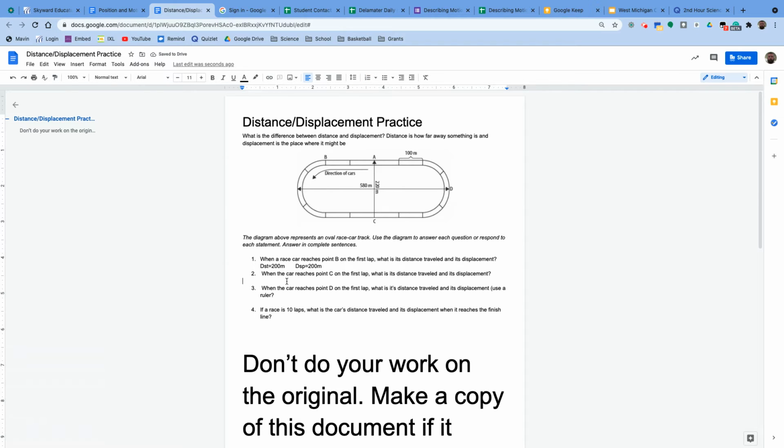All right, so next, when the car reaches point C, which is down here on the first lap, what is its distance traveled and its displacement? So I just went and did 1, 2, 3, 4, 5, 6, 7, 8. So that's 800 meters. And then this is where some of you were getting into trouble. You guys were trying to go all the way across here to do that, but the reality is if you started here and you ended here, that distance between the two is only 220 meters.